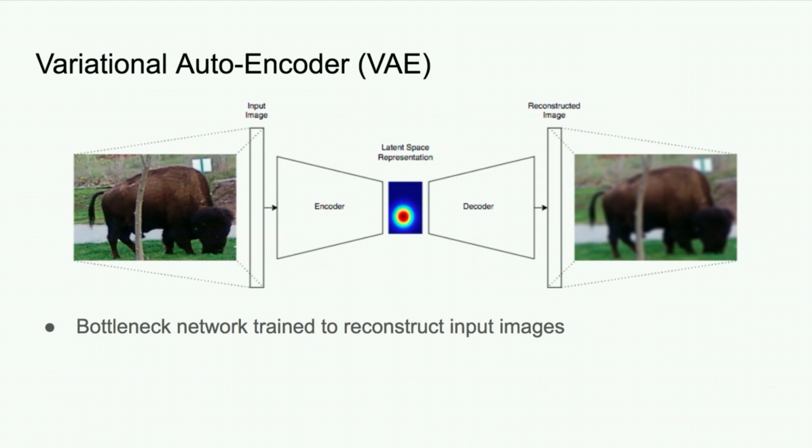The first one is the variational autoencoder, or VAE. It is a bottleneck or hourglass network where some form of feature compression and expansion occurs within. The network is trained to reconstruct input images.